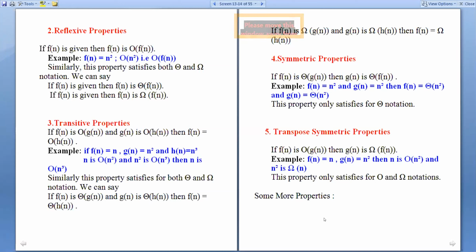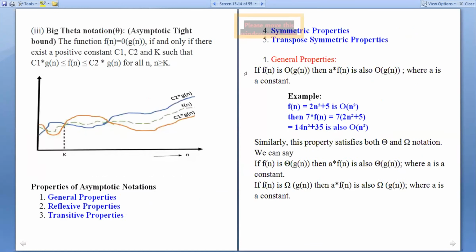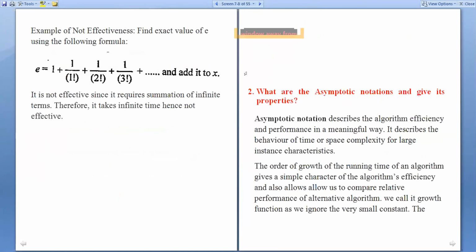Okay, dear students, good morning to one and all. Today's class is on frequently asked questions in our Design and Analysis of Algorithms subject. So, what are the asymptotic notations and give properties? See, this question was asked in the previous exam question papers.